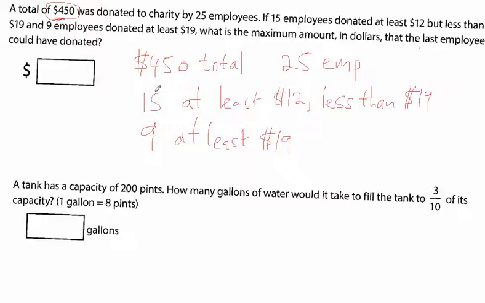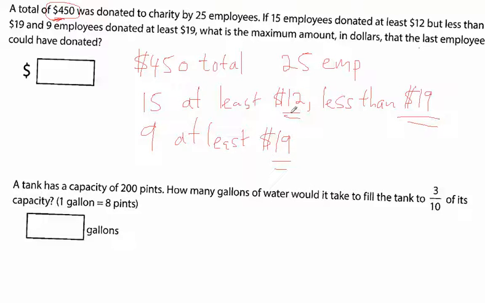So that means 15 employees had to have given at least 12 but less than 19. This is kind of a red herring; it really doesn't matter. In order to get the minimum from everybody else and leave the maximum for the last one, you're going to have to establish the minimum given by everybody except the very last employee. So 15 of them gave $12 and 9 of them gave $19. Once we establish how much that is altogether, we can figure out the maximum the last person must have given. If you have a calculator, you can do it on a calculator.